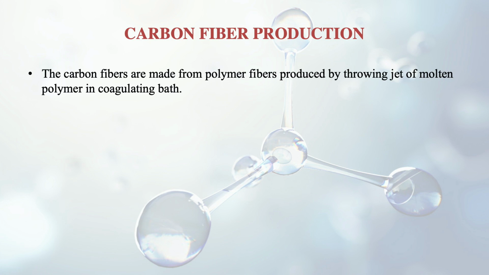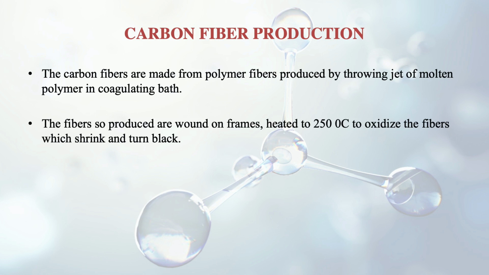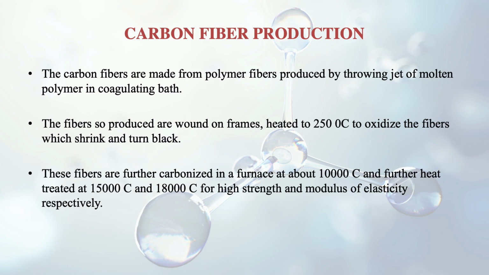Carbon fibers are made from polymer fibers, and the process is that a molten polymer jet is thrown in a coagulating bath. Fibers so produced are then wound on frames and are heated to 250 degrees centigrade to oxidize these fibers, which will shrink and turn black. These fibers are further carbonized in a furnace at about 1000 degrees centigrade, and further they are heat treated at 1500 degrees centigrade and 1800 degrees centigrade to get high strength and modulus of elasticity respectively.